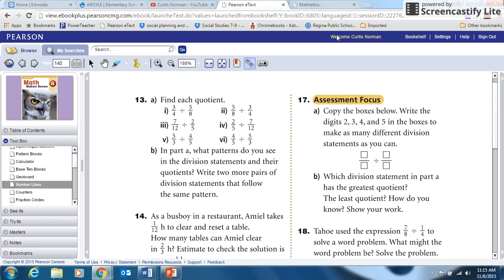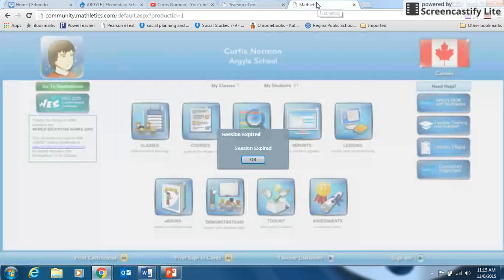Now, the other thing is, what happens if your son or daughter doesn't get a 12 out of 12 on the assessment focus? Not the end of the world. There's ways they can still bump up their mark. Our school has bought a code for every student in Argyle school, from grade 1, I believe, to grade 8, and it's called Mathletics. So they can go onto this Mathletics website, and in this case, we were working on fractions at the grade 8 level. There are lessons down here that they can click on.